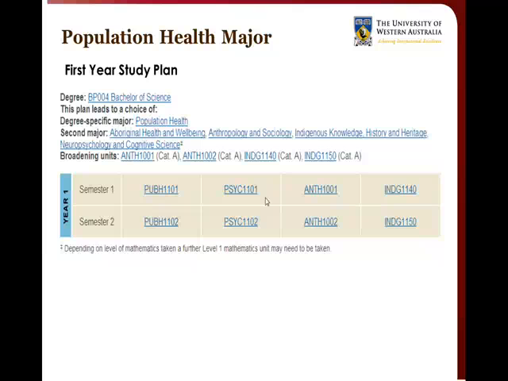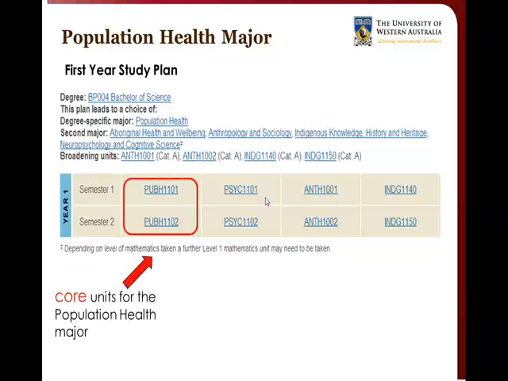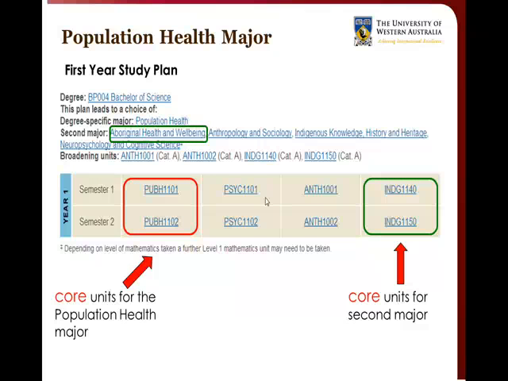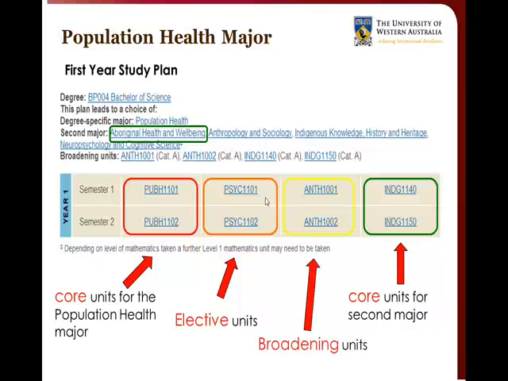Here's a study plan with population health with second majors from Aboriginal health and wellbeing, anthropology and Indigenous knowledge, history and heritage. We can see again the core units for the population health major, for Aboriginal health and wellbeing, also for psychology. These psychology units are actually elective units, and then we have anthropology units.